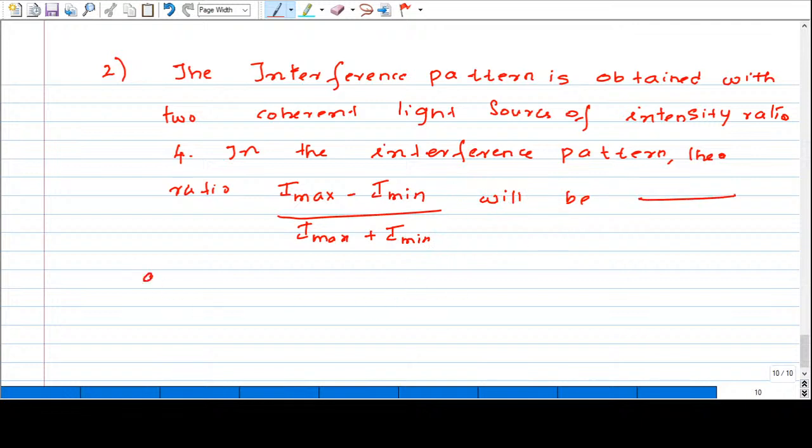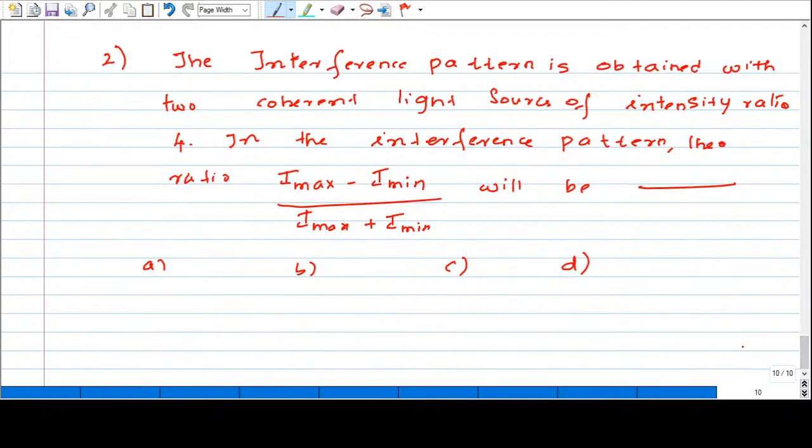You know, there will be four options A, B, C, D. Let us forget the options for this. Let us go with the straight formula. See, the intensity ratio is very clearly given as 4. We can find the answer immediately with the help of my formula. So use the shortcut formula now.